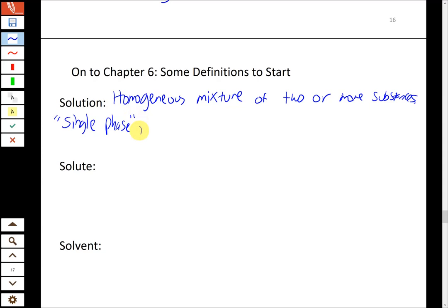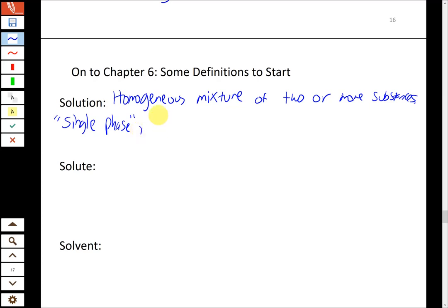So a classic example of a solution is salt water. You guys are all familiar with that if you've ever gone to the beach. It's salt, mostly sodium chloride, but some other things as well, dissolved in water. If you look at a glass of salt water, you cannot tell by looking at it that it's salt water. It just looks like water because everything is homogeneously mixed together into a single phase.